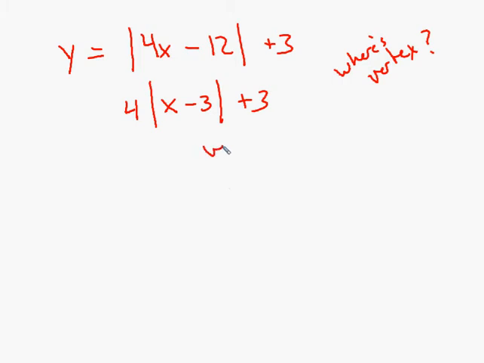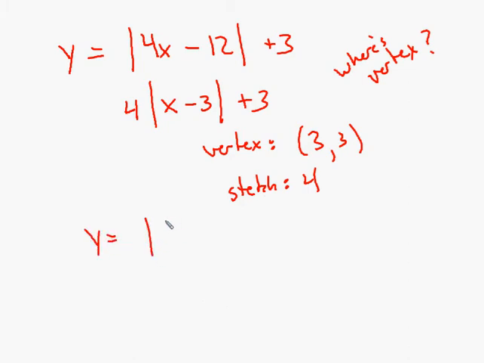So now, what's my vertex? 3, 3. What's my stretch? 4. Now, even if it's nasty, I need to do that. So what if I had like absolute value of 1/2 x plus 5, minus 1? What do I have to factor out of this? 1/2. So that leaves the x fine. Now I factored out 1/2.